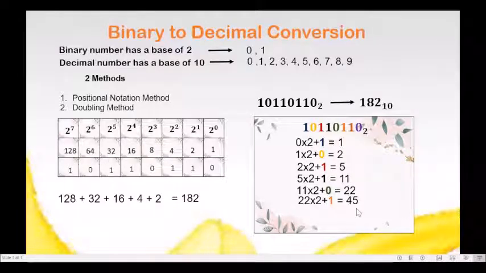The result is 45. Then we double this 45 by multiplying it by 2 and add the next leftmost digit which is 1. So we now have 45 times 2 plus 1. The result is 91. We double this 91 by multiplying it by 2 and add the last digit which is 0. So we have 91 times 2 plus 0. The result is 182. So using the doubling method, the converted decimal number of this given binary number is also equivalent to 182. So these are the two methods in converting binary to decimal.